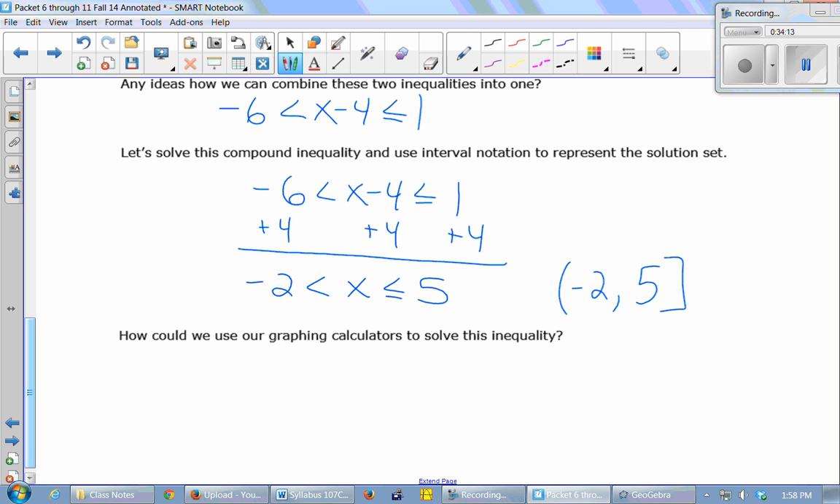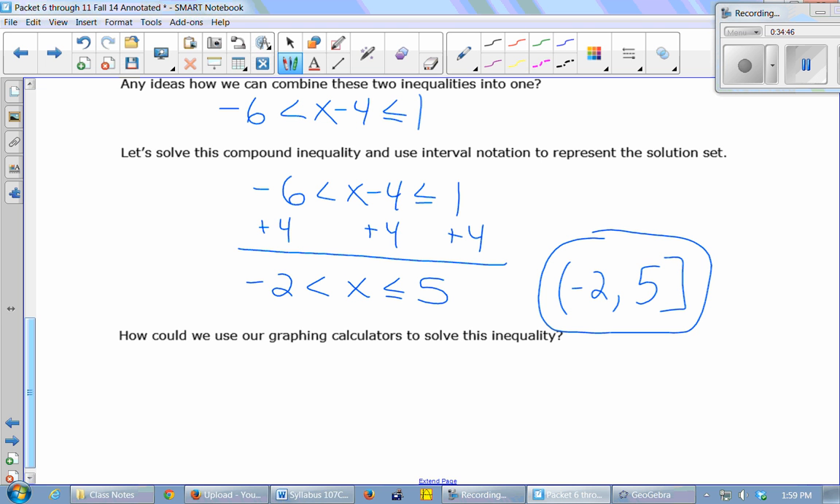Very good. Yes, you always put the smaller number on the left. You always go left to right, smallest to biggest. So it's reflective of the way we draw a number line. Correct. Negative 2 is not in the solution set, but 5 is.